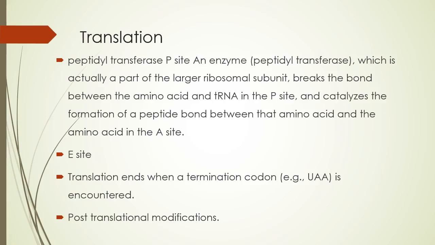Now, the mRNA strand then moves along the ribosome a distance of one codon. The transfer RNA with two amino acids attached to it, which was in the A site, is now in the P site. And a third transfer RNA can now enter the exposed A site, and this process continues until the entire mRNA has been translated and a polypeptide chain has been synthesized.